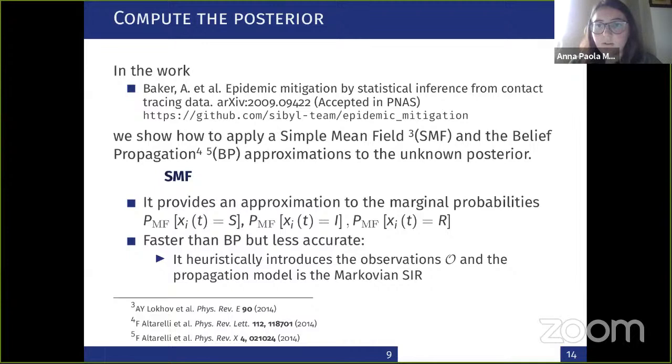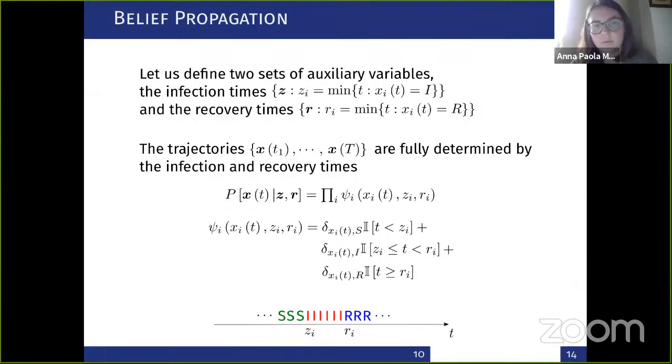So I'm going into the details of this belief propagation approximation. In order to use this scheme, we need to introduce some auxiliary variables. In our case, they are the collection of the infection times and the recovery times, called Z and R. It's easy to see that there is a one-to-one correspondence between a full trajectory and this set of variables. Whenever the infection times and the recovery times are determined, the trajectory of every individual is defined, for instance, in this very simple example.